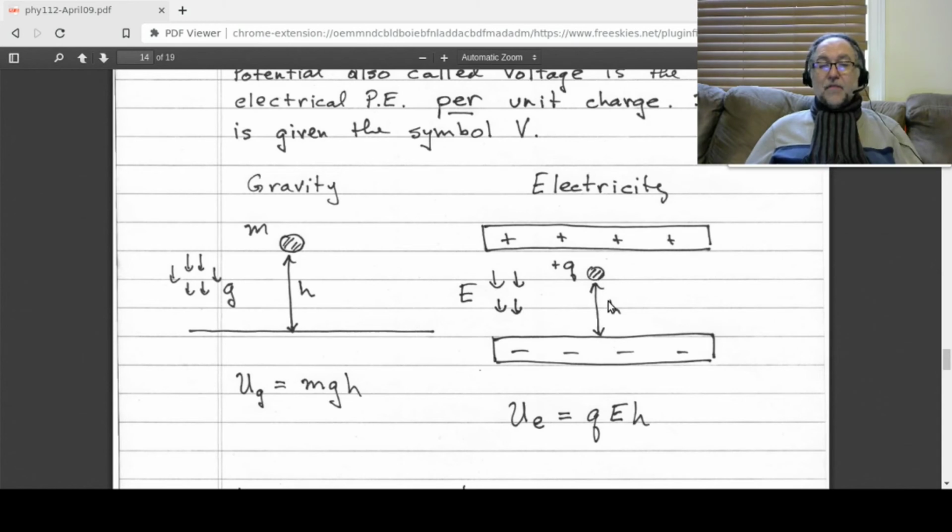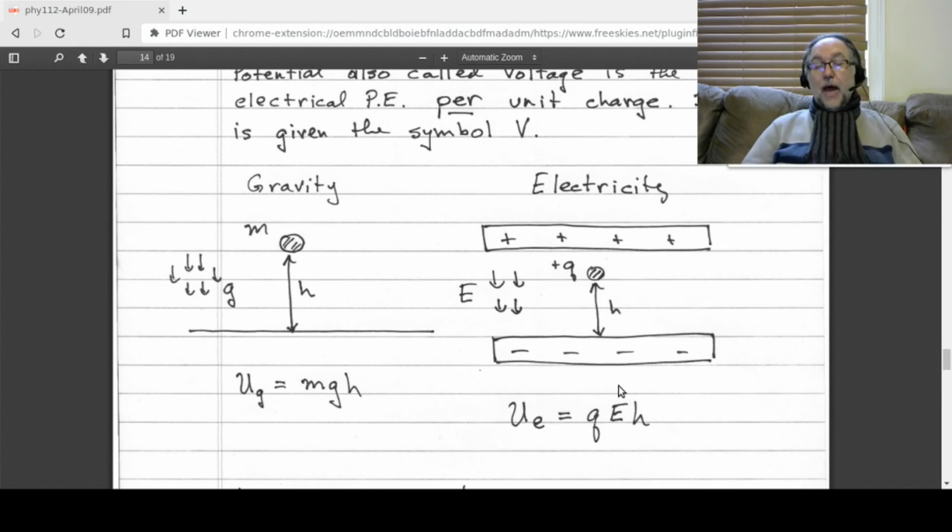If I lift it a distance h into the field, then as I'm pulling this charge Q into the field, I'm giving it potential energy. And if I've pulled it into the field a distance h, then the potential energy that this charge has is equal to QEh. So the bigger the charge Q, the more potential energy it has. The bigger the field, the more potential energy it has. And the more I've pulled this charge h into the field, the bigger the potential energy is.